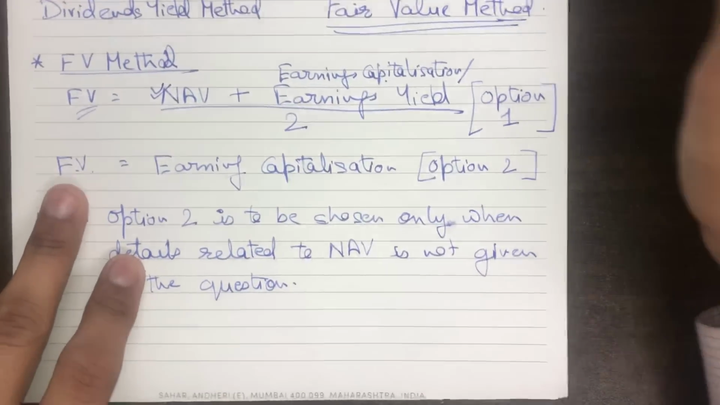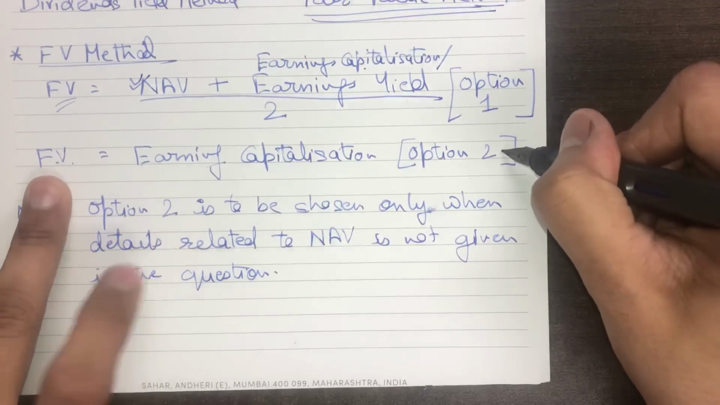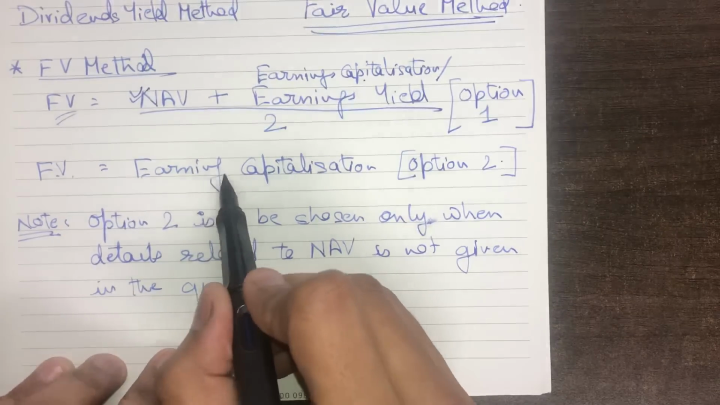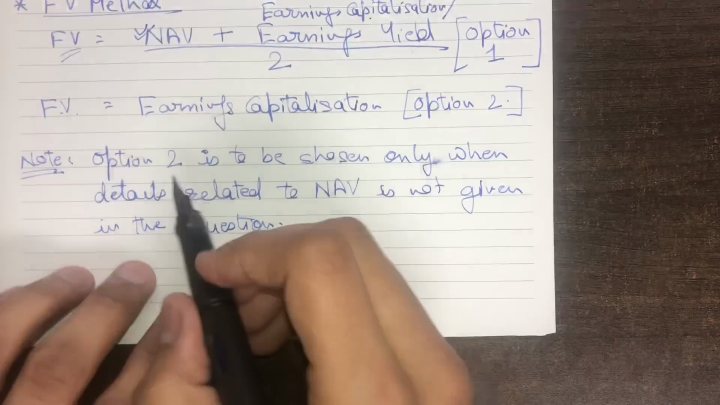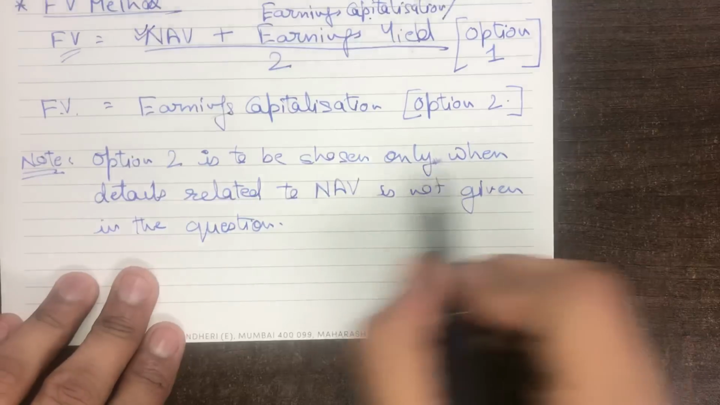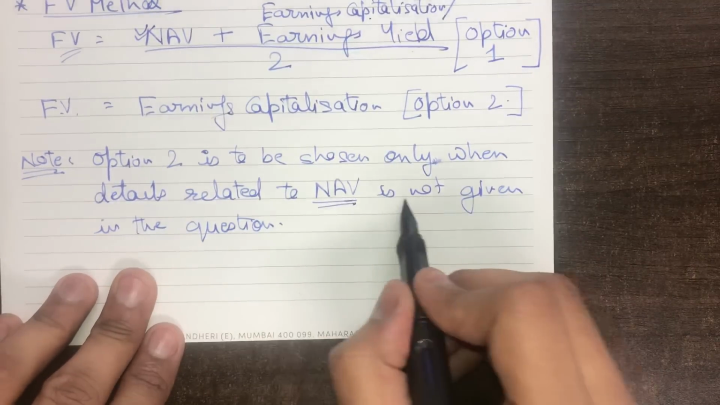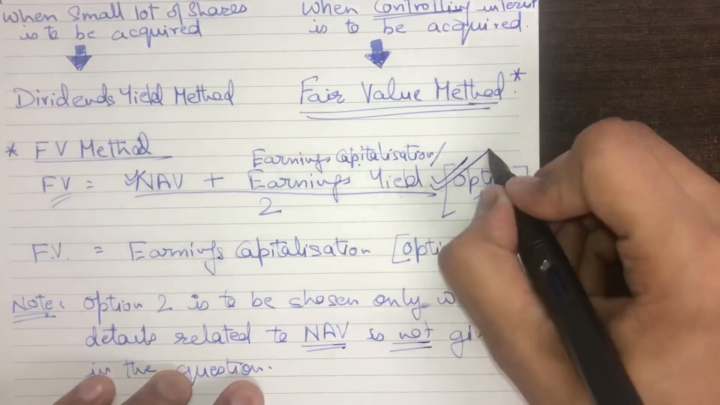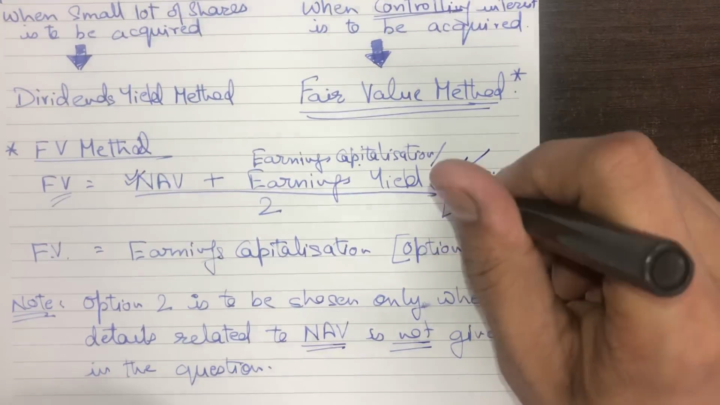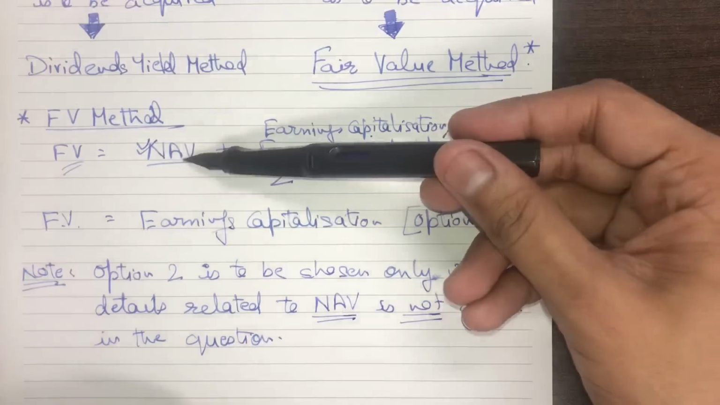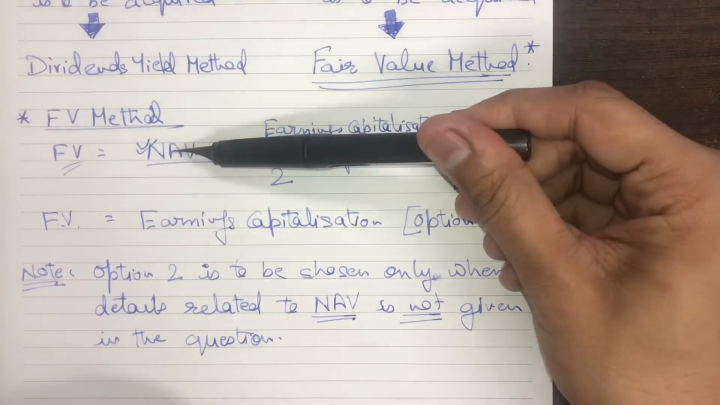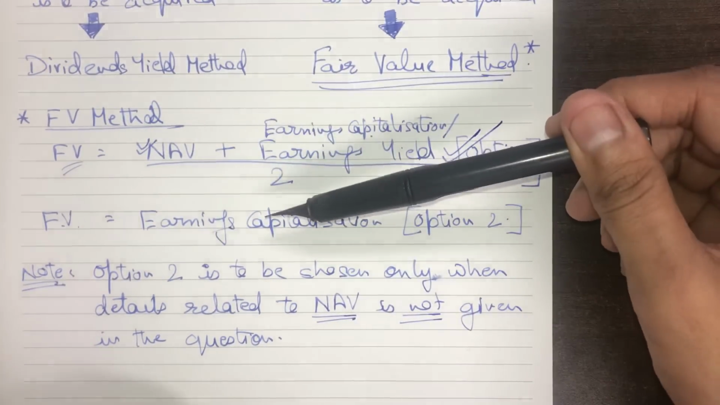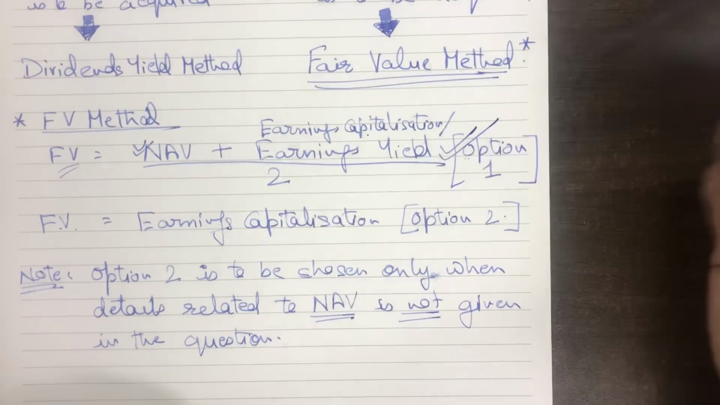There is another formula for fair value. This is option 1. This is option 2. Option 2 is to only take the earnings capitalization method and not take NAV. But please note that option 2 should be chosen only when details related to NAV are not given in the question. So we have to always choose option 1 if details related to NAV are given in the question. If details related to NAV are not given in the question, then we will choose the earnings capitalization method.